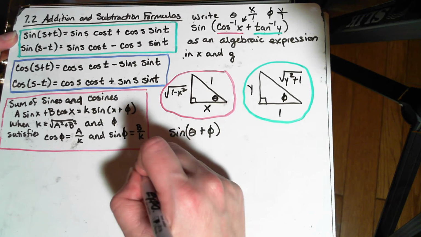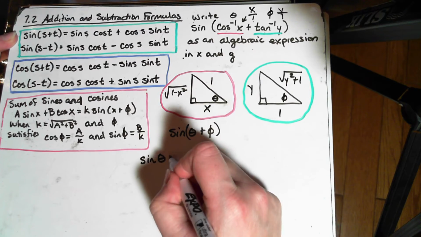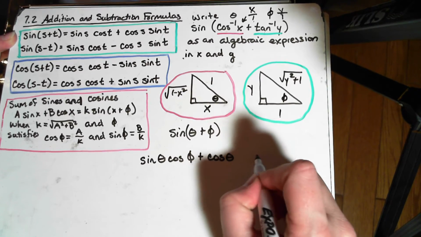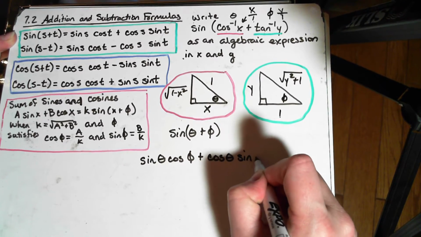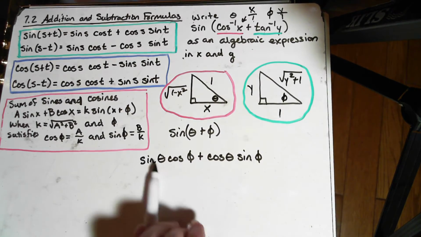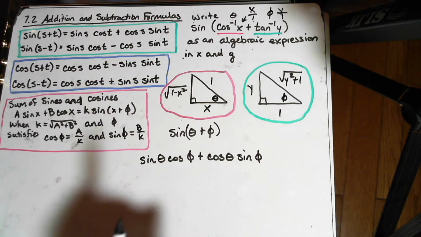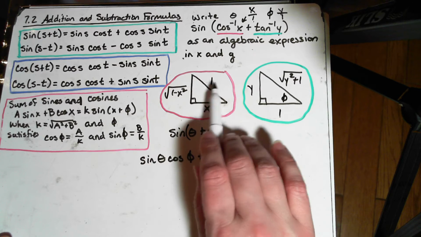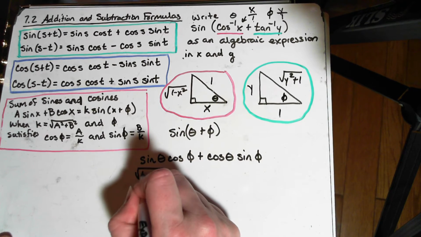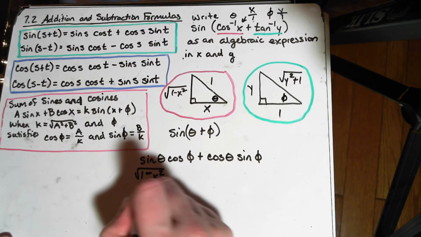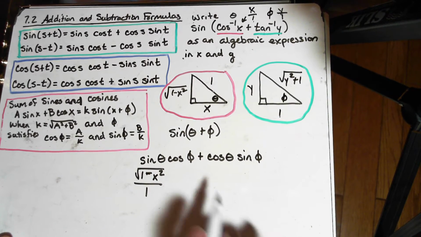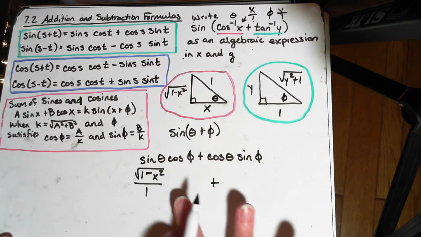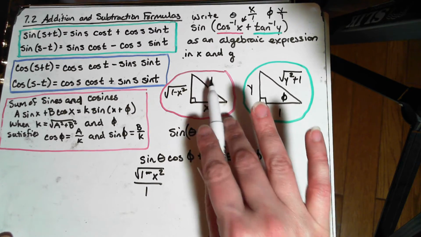So this is sine theta cosine phi plus cosine theta sine phi. These values I'm getting from my triangles. So going to my triangles for theta, sine is opposite over hypotenuse, so that is square root 1 minus x squared over 1. Cosine theta, and I like to do theta first, and then I'll go back to phi and fill in those values. So cosine here is x over 1.